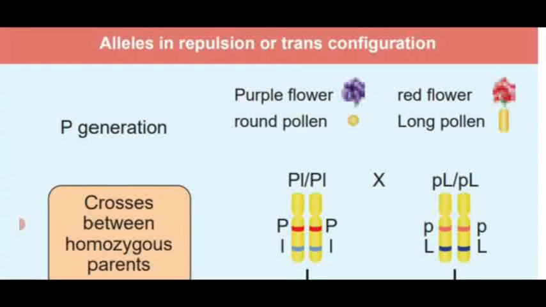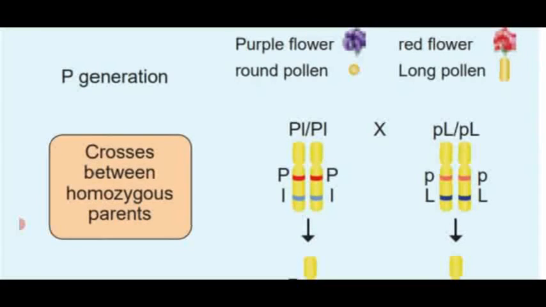What are the recombinant genes? In the coupling reaction it is 12%, purple round and long red, isn't it? That is only taken for the hybridization process. See the parental characters: purple flower with round pollen, red flower with long pollen. See the genotypic ratio: purple flower is capital P. Round pollen is the recessive, so small l.